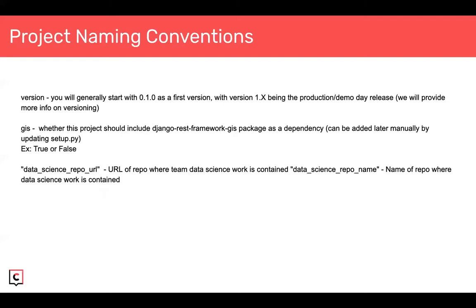So we'll also have a version in there, and you start with 0.1.0 as the first version. I'm thinking we continue working and increment up to maybe version 1.0 around demo day. That's kind of like our production, our MVP product, would be one, and then we make incremental updates from that.